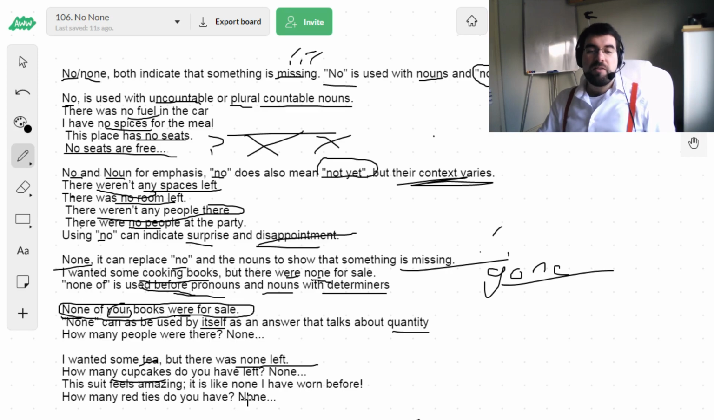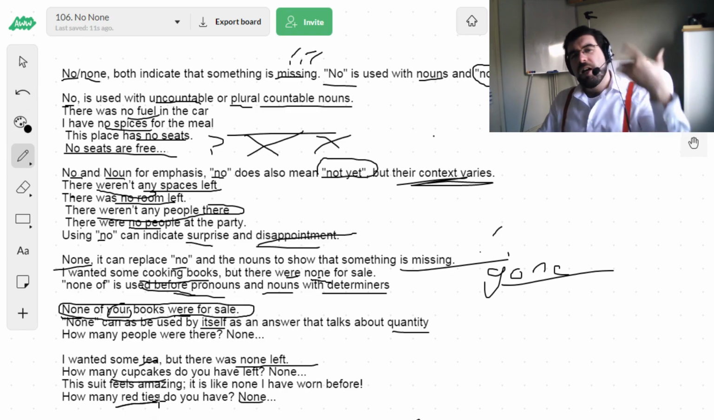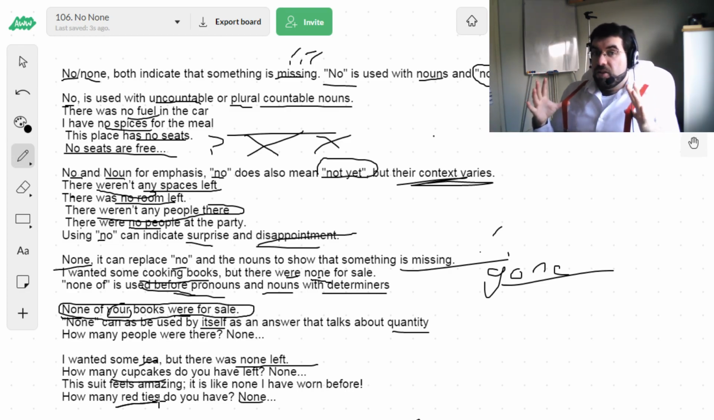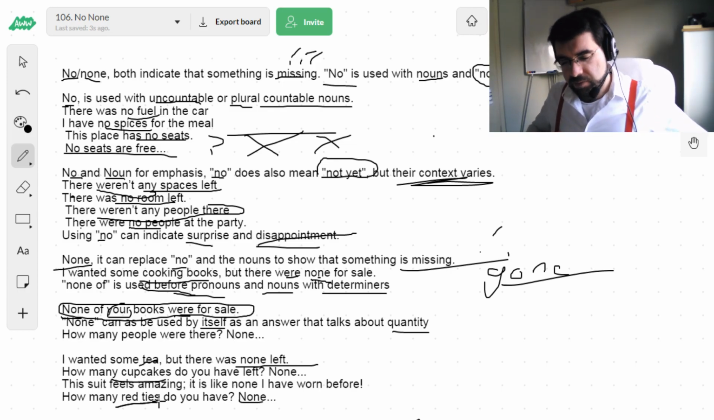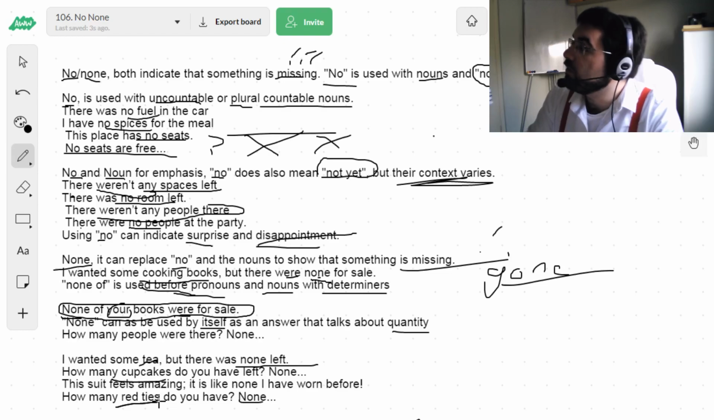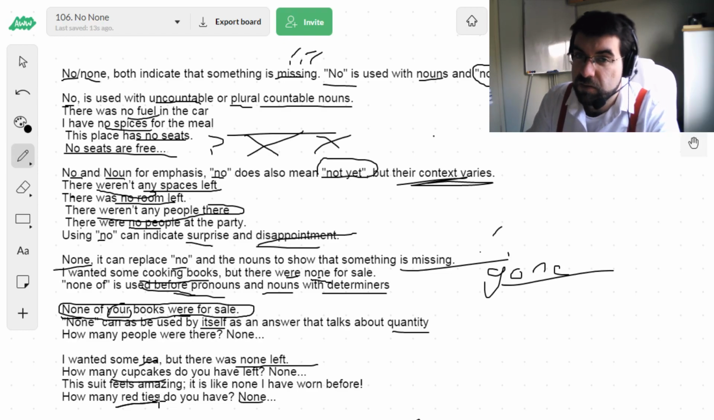But I don't have any red ties. How many red ties do you have? None. How many suspenders do you have? None. I have a few. But you don't have none. You have none. I got a few. How many books do I have about English? A few.